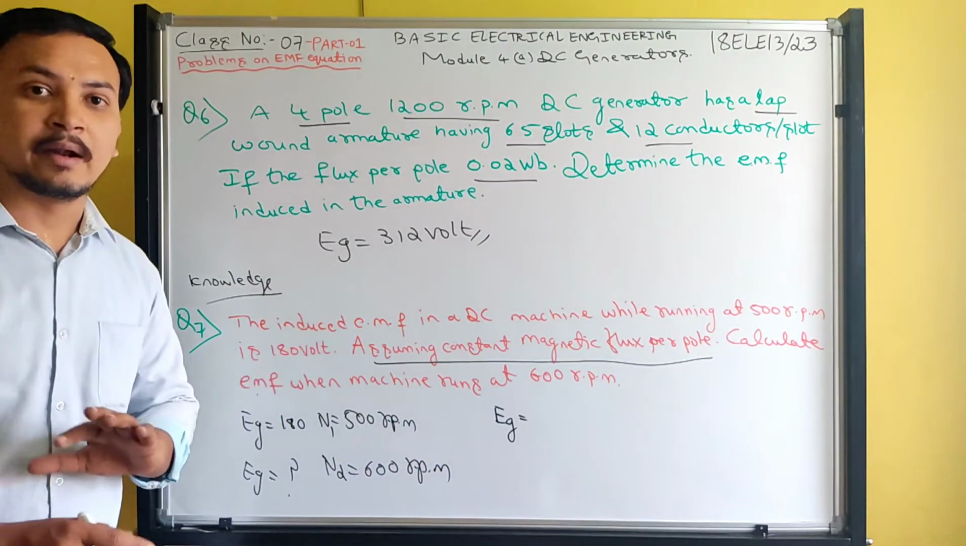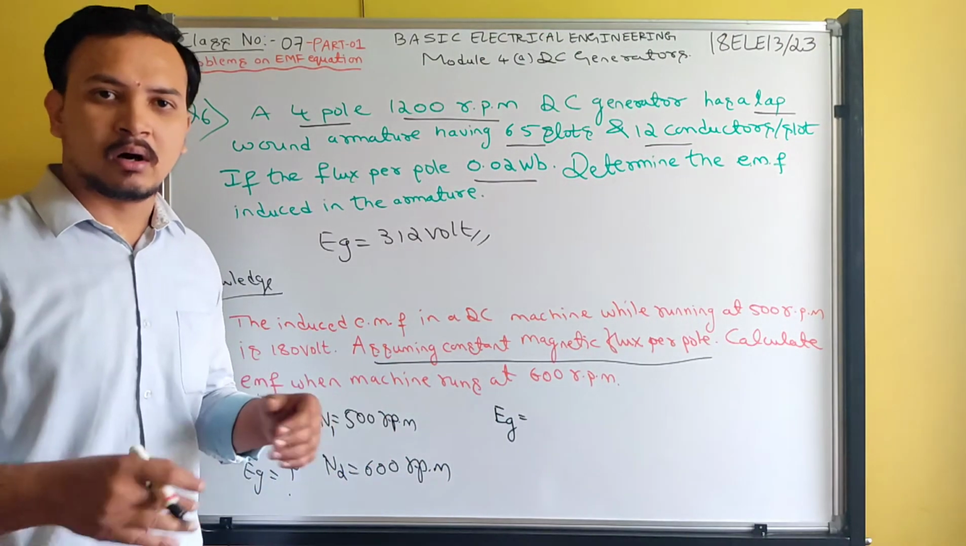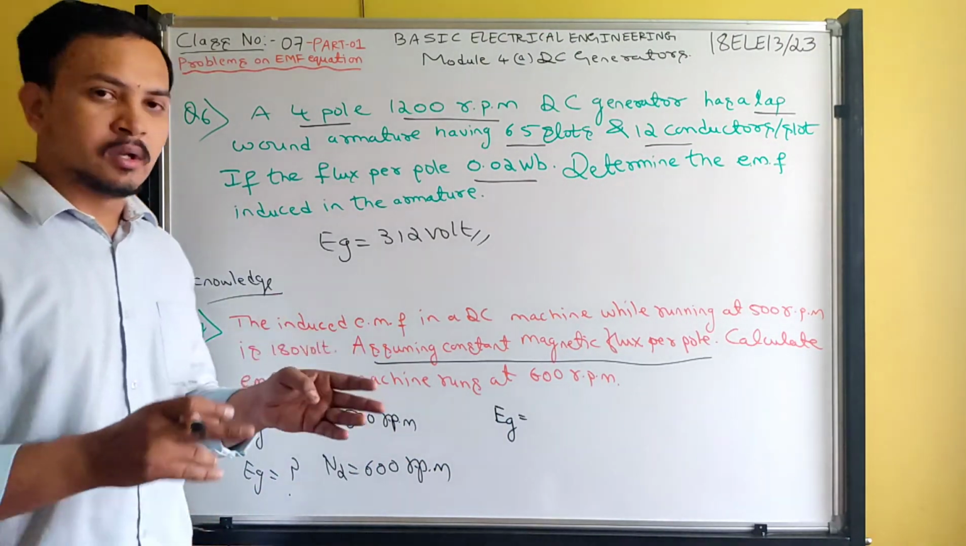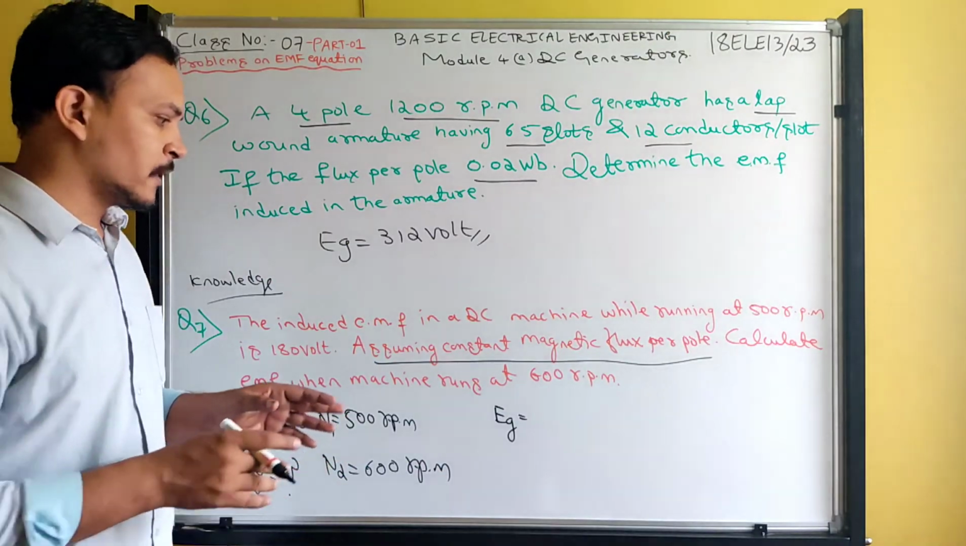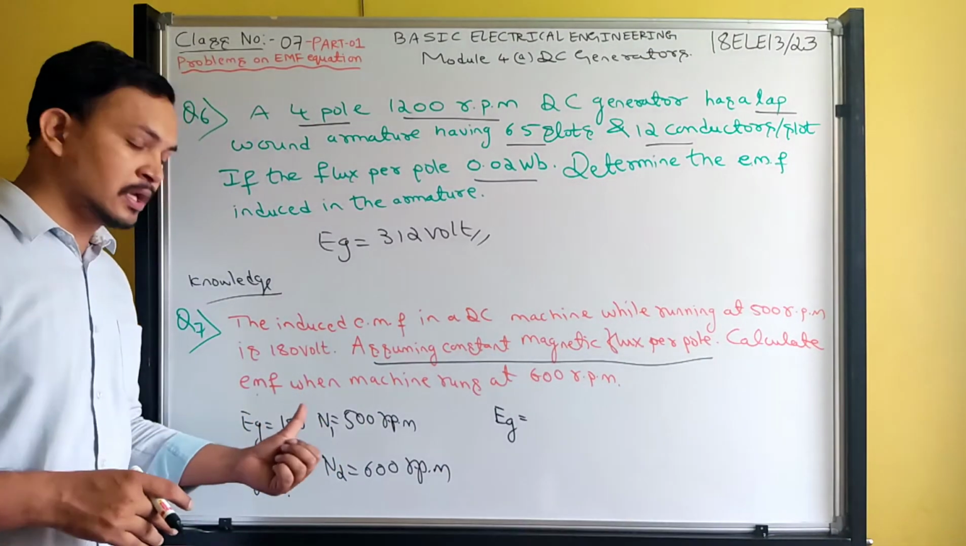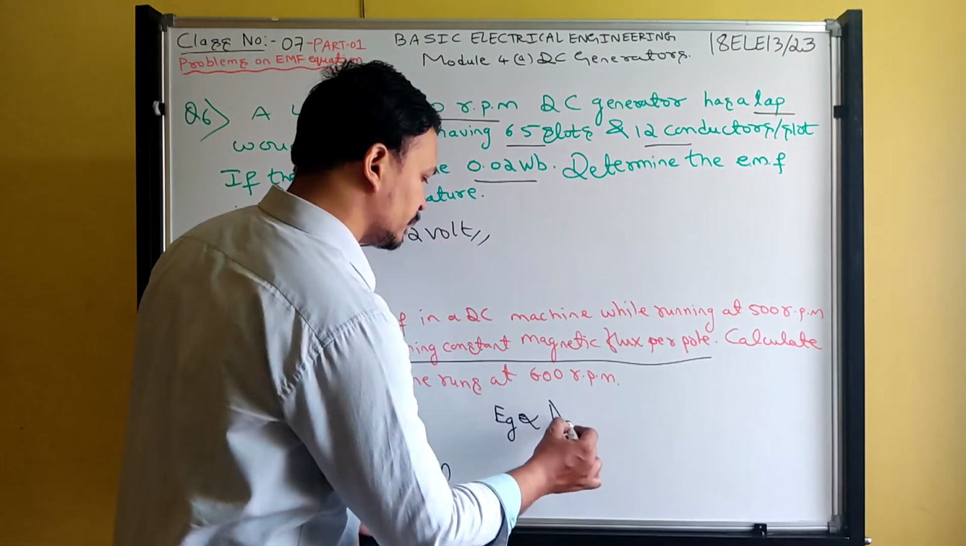All other data is not at all given. If they are not given, you just consider all other things constant. Number of parallel paths, you take constant. Don't worry about the values. Okay. What is the relation they have given? EG and speed. So induced EMF is directly proportional to speed.